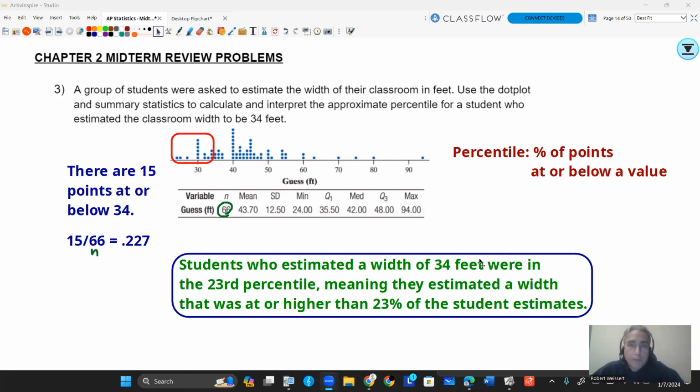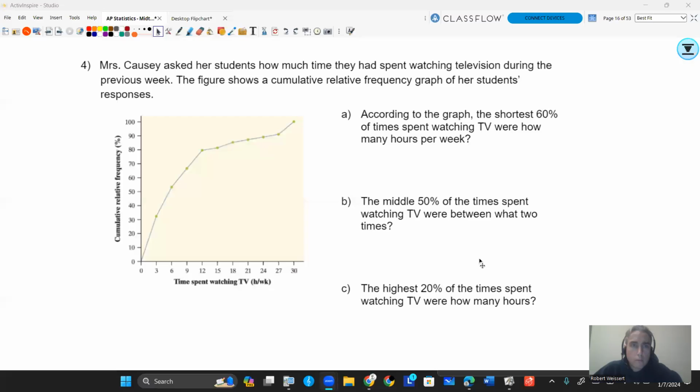All right, next question. This is question 4. It's going to give you a cumulative relative frequency graph. Relative frequency is just percentages. So Mrs. Causey asked her students how much time they had spent watching television during the previous week. The figure shows a cumulative relative frequency graph of her students' responses. The first question, A, according to the graph, the shortest 60% of time spent watching TV were how many hours per week? So we want to kind of draw on that a little bit.